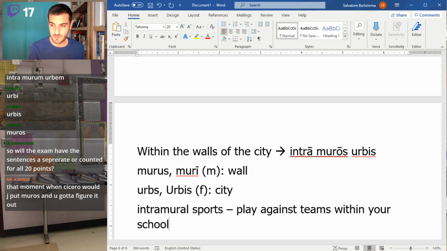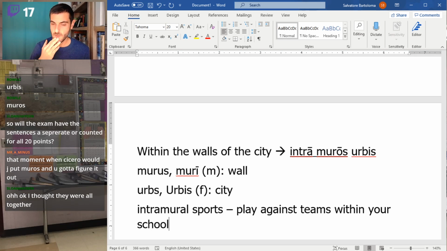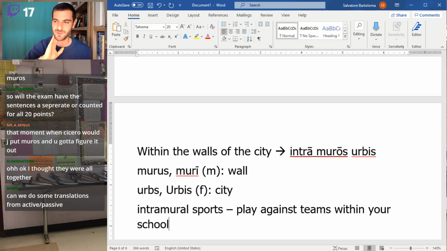Will the exam have the sentences separate or counted for all 20 points? The way it works on the exam is there will be 5 sentences, number 1, number 2, number 3, number 4, number 5. And each one will have its own separate box on formative. So they'll be graded separately. So the amount of credit you get for number 1 can be different from the amount of credit that you get for number 2. I think that's what you're asking, Sloan. No, on a normal exam, if we were in school and it were on paper, yes, it would be one big paragraph. For my own sanity, it just makes it easier to break it up.